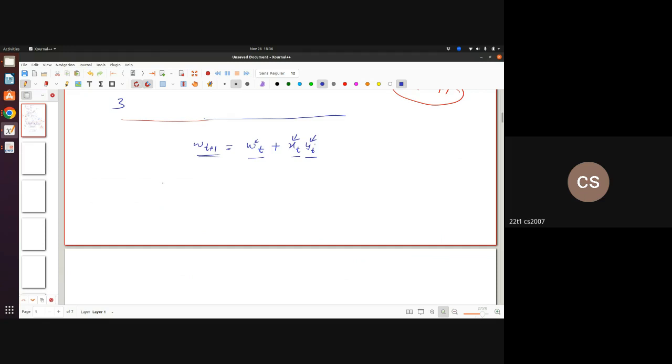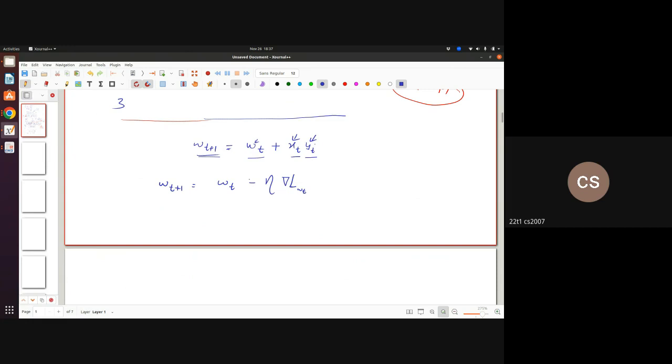Now, what is the update rule in gradient descent? Can anybody remind me? Wt minus eta times the gradient of the loss function, whatever the loss function is, the gradient of the loss function at Wt.